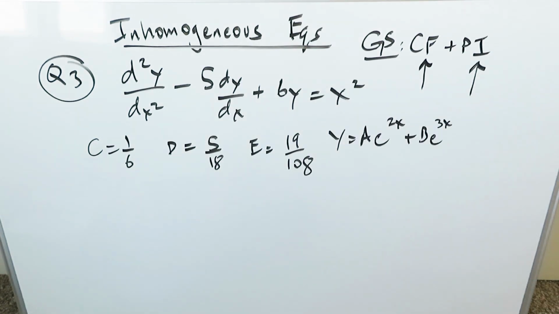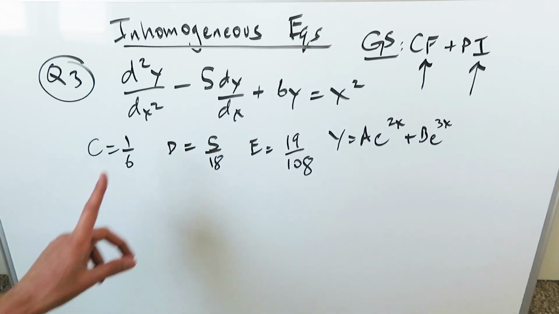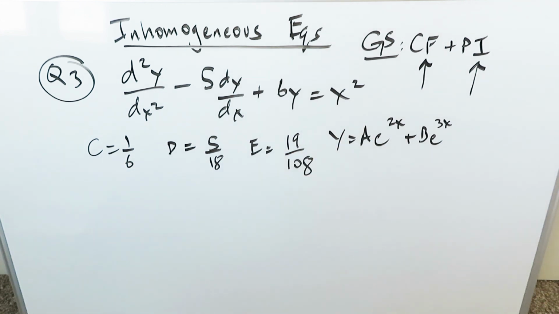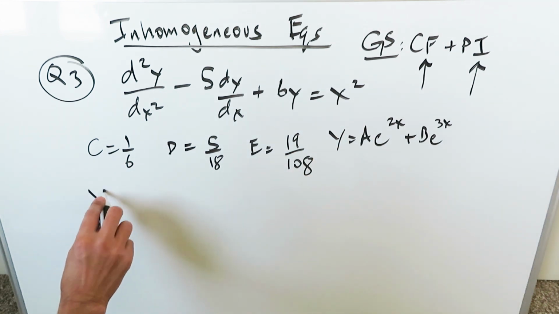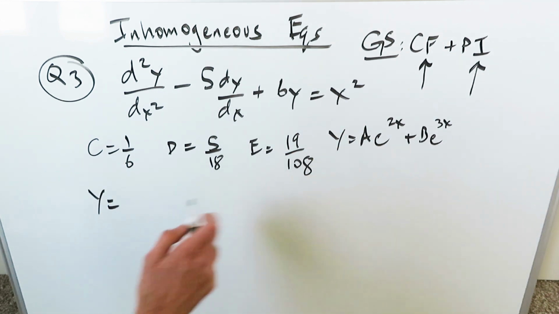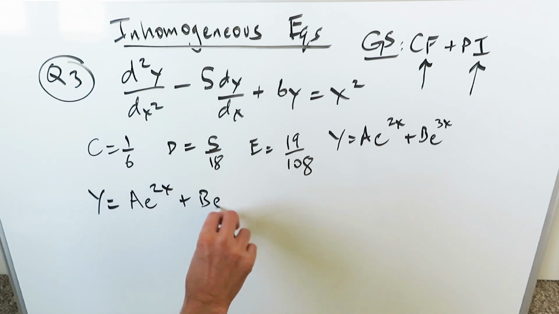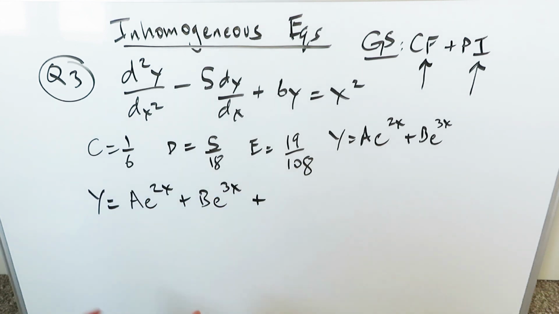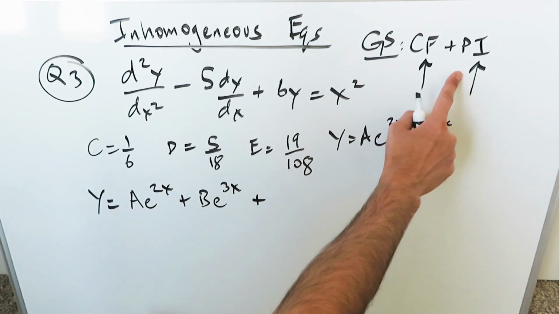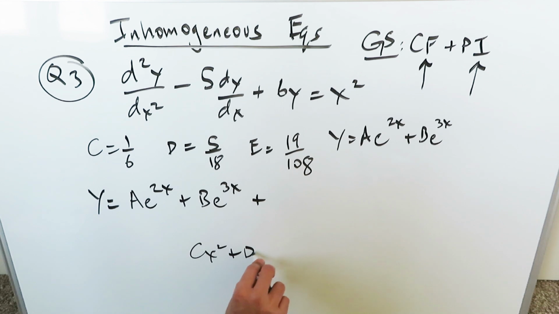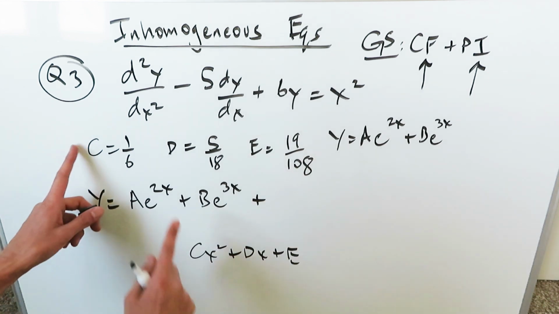So I've cleaned everything out over here for the presentation of that final answer, the general solution for this inhomogeneous differential equation where your function is equal to x squared. You will start over here with y is equal to your complementary function. You know that to be a e to the power of 2x plus b e to the power of 3x plus. How are we going to write the particular integral? Well, we're looking here at a form cx squared plus dx plus e. We have these items c, d, and e.